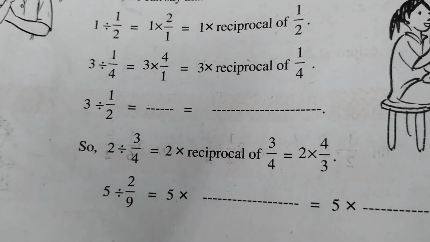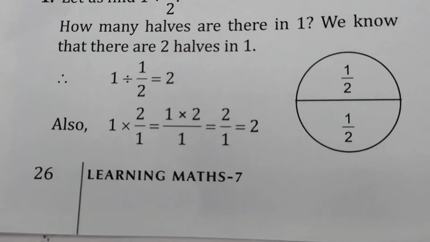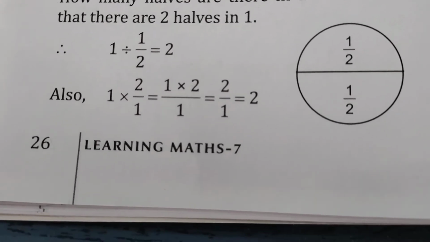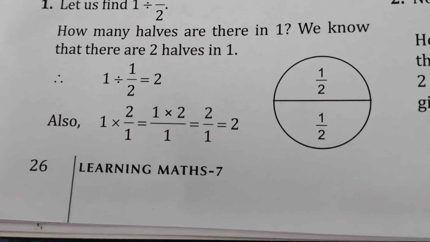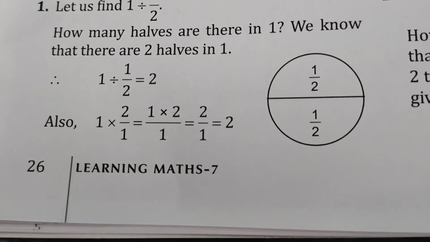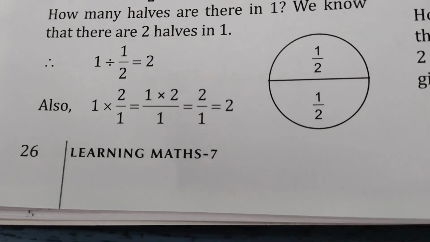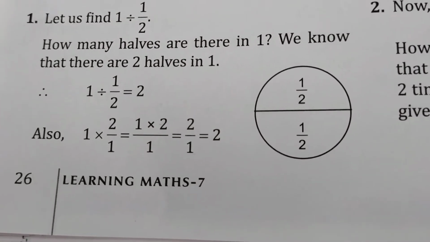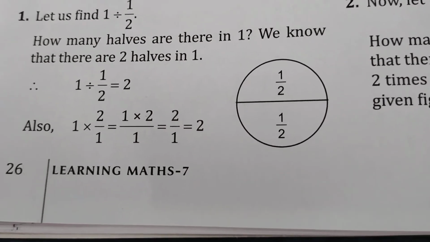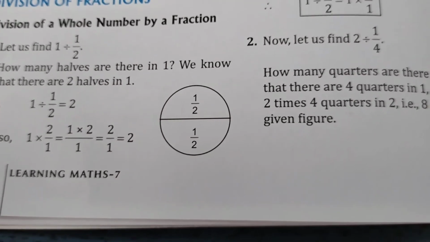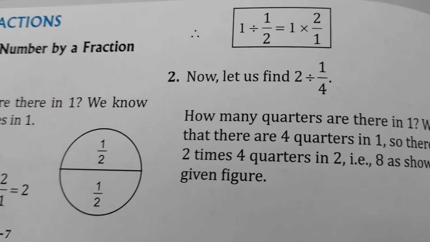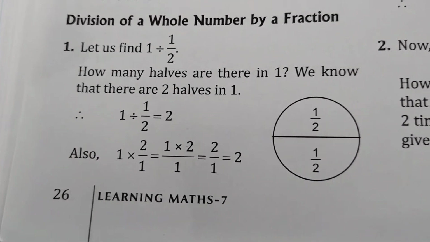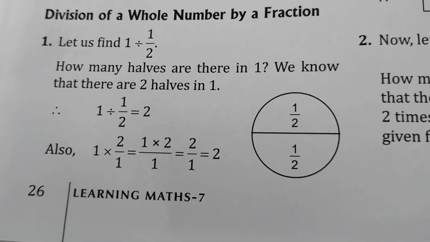The result is 1 into 2 by 1. We know how to multiply a whole number into the numerator: 1 into 2, 2 by 1, which equals 2. You see the circle is made, 1 by 2 into 1 by 2, 2 halves they made. So the result is 1 divided by 1 by 2 equals 1 into 2 by 1, which is 2.